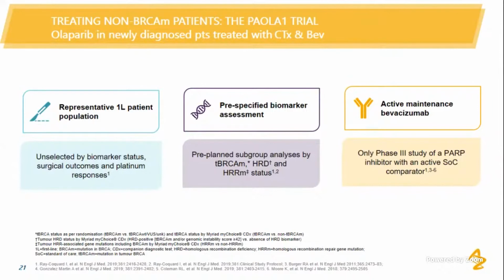So an unselected population was included, regardless of biomarker status. Then we had a pre-planned subgroup analysis by tumor BRCA mutant population, HRD status, and active maintenance by bevacizumab.